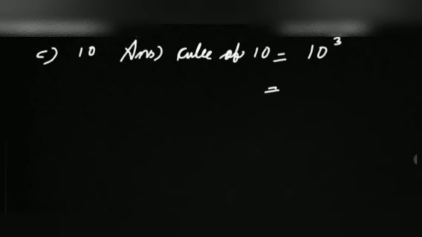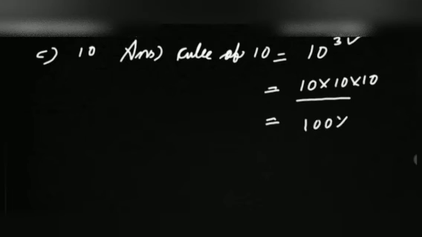How to find out 10 cube? 10 cube means 10 into 10 into 10. 10 has to be multiplied how many times? Yes, 3 times, isn't it? So, what is it? 10 into 10, 100 into 10. What is 100 into 10? How to multiply a given number by 10? Just put one 0 on the right side of that.